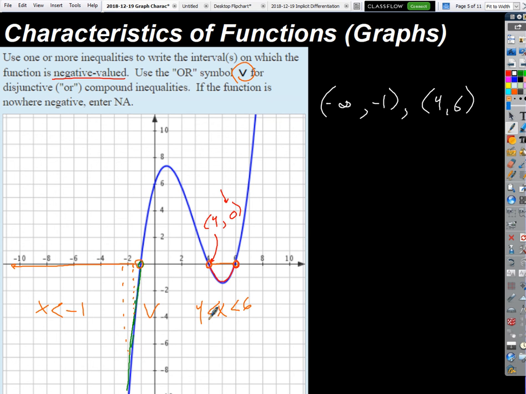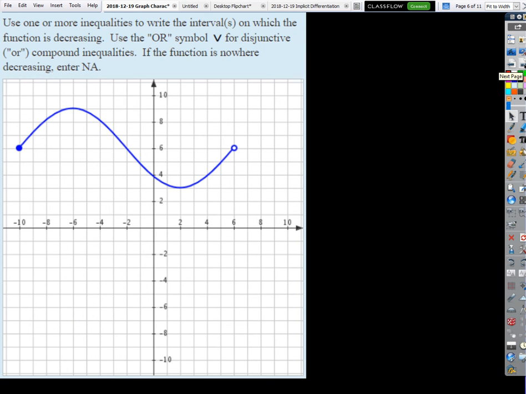No big deal, okay? If this question were different and it asked where is it positive value, well then we're just asking for the places above the x-axis, right? You get the idea though, okay? So next one. Positive value to negative value is fairly simple. What about decreasing and increasing though? Because that's the next question. That's the other characteristic we're going to look at. We're going to look at where functions are positive value to negative value and where functions are increasing or decreasing.